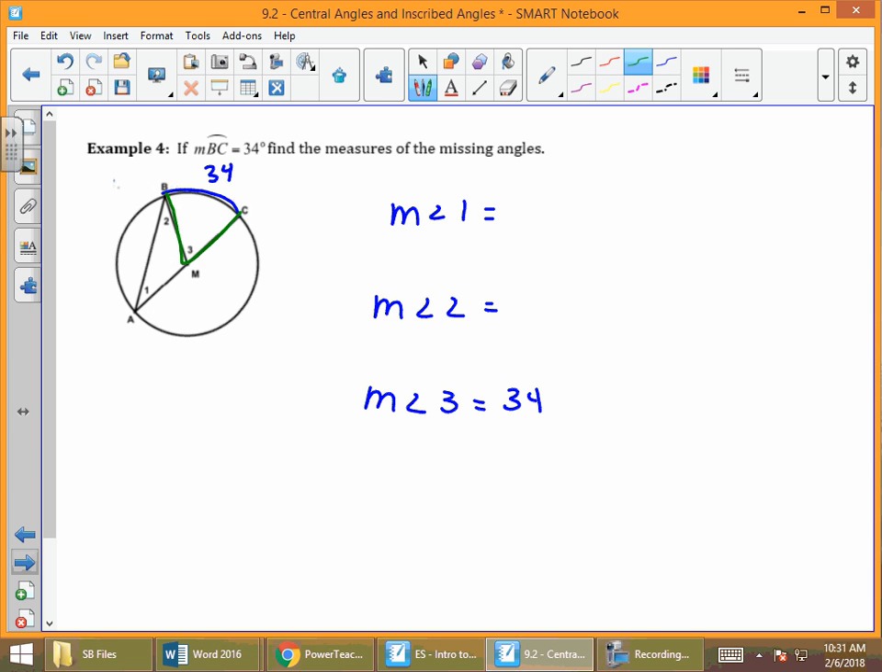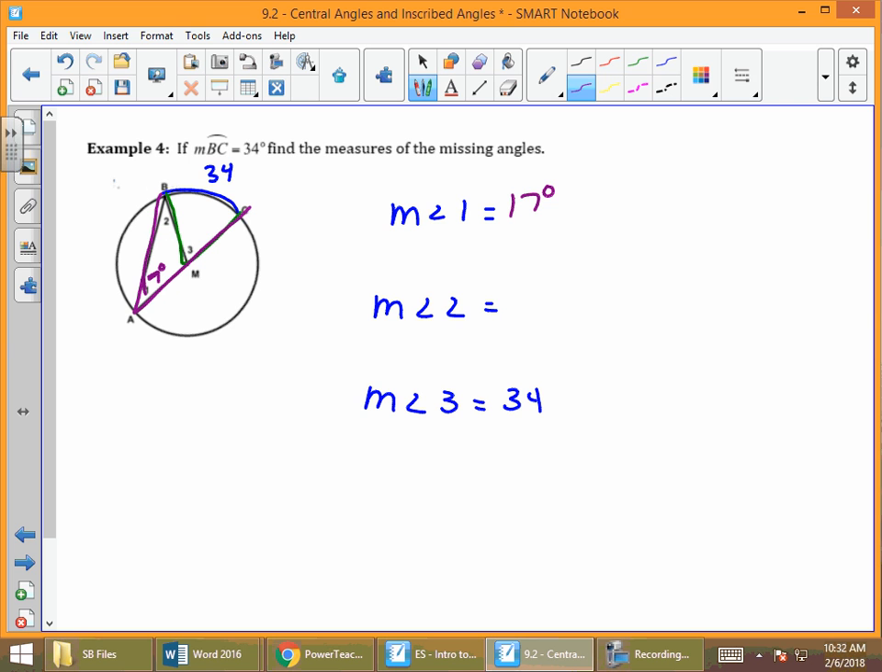Now Michael said measure of angle 1 is really easy to find. So I highlight it. What type of angle is angle 1? It's on the edge. We would call it what? Inscribed. What do we know about inscribed angles in the arc? What do we have to do with 34 to get the measurement of that angle? Divide by 2. What's 34 divided by 2? 17. So we know the measure of angle 1 is 17.